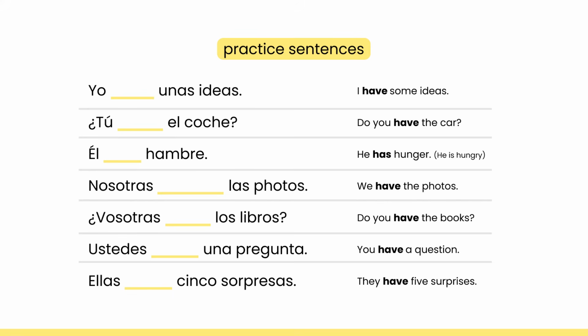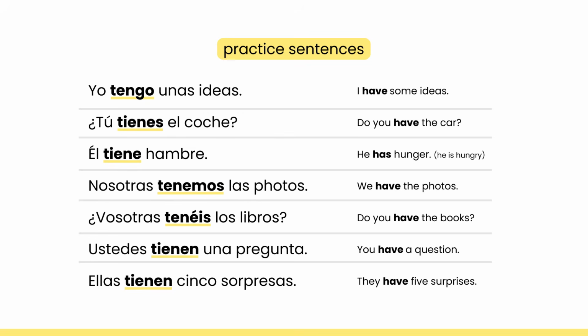Alright, and then as always, let's look at some practice sentences also. So now it's up to you to put into action everything that we've learned in this lesson. So pause the video right here if you want to practice, and then in a couple of seconds I will show you the answers. Alright, and here are the answers.